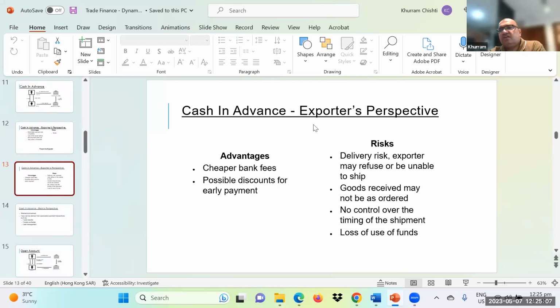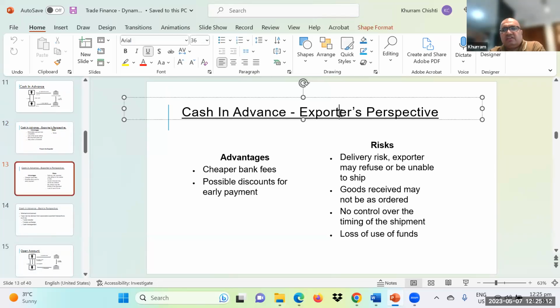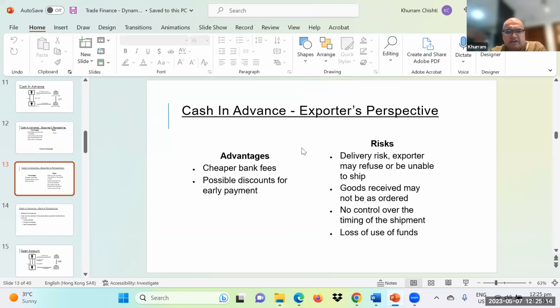Okay, now this is actually not the exporter's perspective. There's a correction here. This is the importer's perspective, from Almaya Supermarket. This is the importer's perspective.